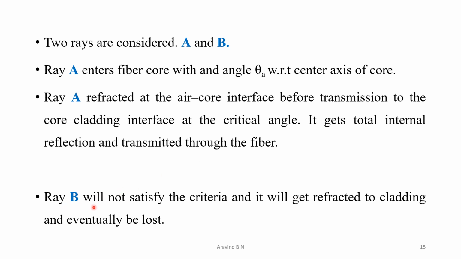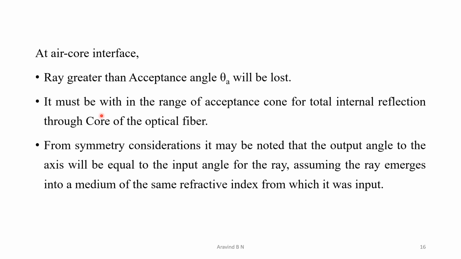Coming to ray B, it will not satisfy the criteria and it will get refracted to the cladding and eventually it will be lost. Now at the air core interface, that is where we have to identify the angle theta A, the acceptance angle. A ray greater than acceptance angle theta A will be lost. It must be within the range of the acceptance cone for total internal reflection through the core of the optical fiber.